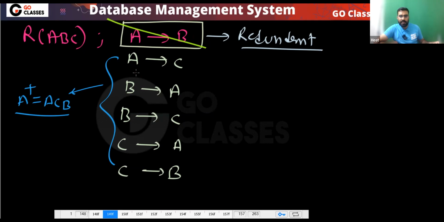Can I remove this A determining C? You cannot remove this. You have to keep it. Okay, what about this B determining A? Can I remove this? Let's assume I remove this. And this is already gone, remember. Okay, is this clear?